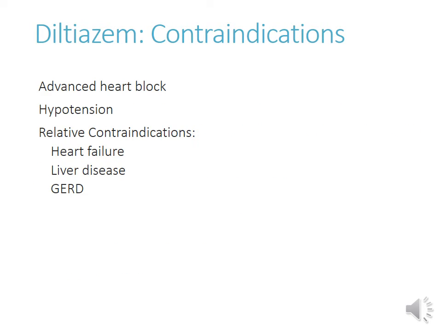So contraindications, why you would not want to use diltiazem. They have an advanced heart block. Obviously, you don't want to make that worse. They have hypotension already. Don't want to make that worse. And then some relative contraindications. So heart failure would certainly be one, especially if they have impaired ejection fraction, impaired cardiac output. Liver disease potentially, but you'd have to have pretty significant liver disease before I wouldn't use this. And then it can potentially make your GERD worse. So it could be something that's a little bit more intolerable to your patients.